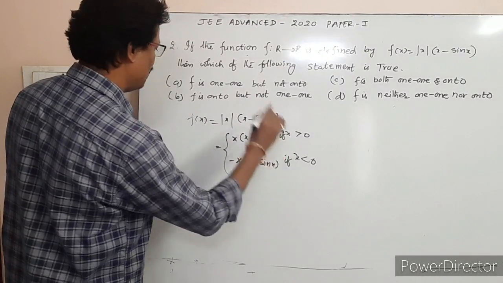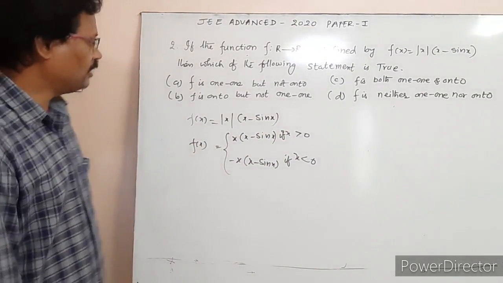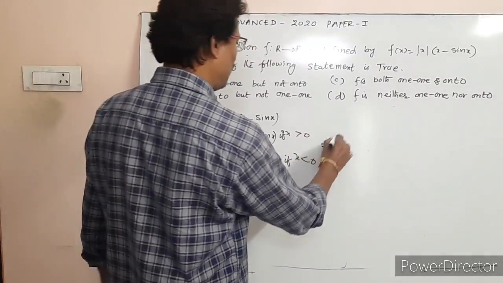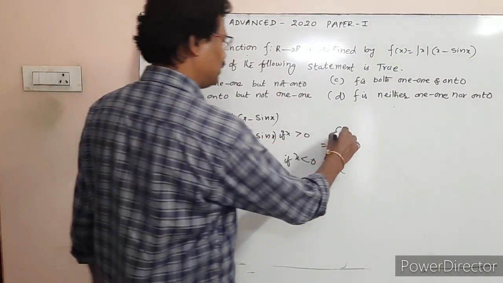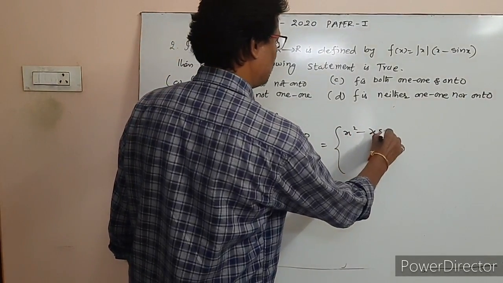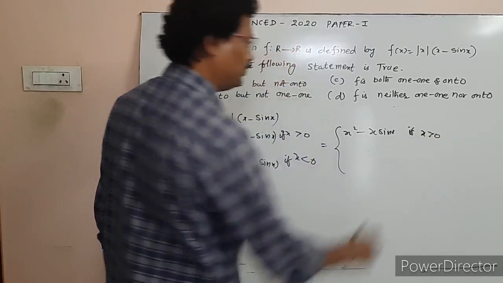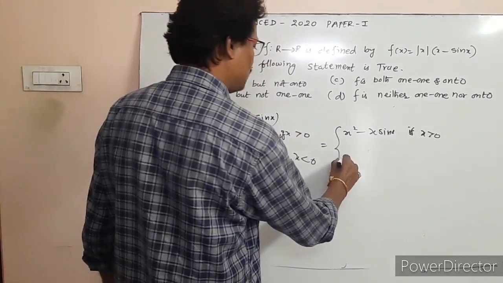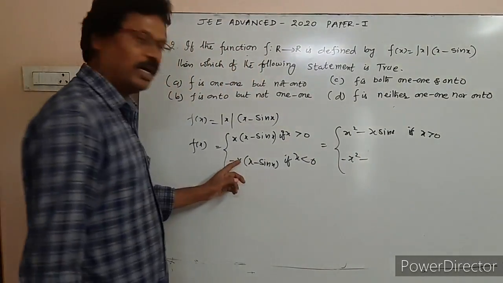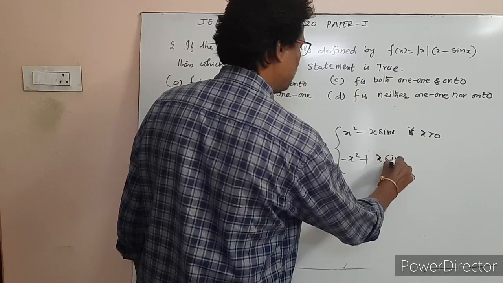Okay. Now f(x) we got like this. Again, if we simplify, this is also written as x bringing inside: x times x is x square, minus x sin x. Now this is if x is greater than 0. Now this also: minus x into x is minus x square, and minus x into minus sin x will be x sin x.